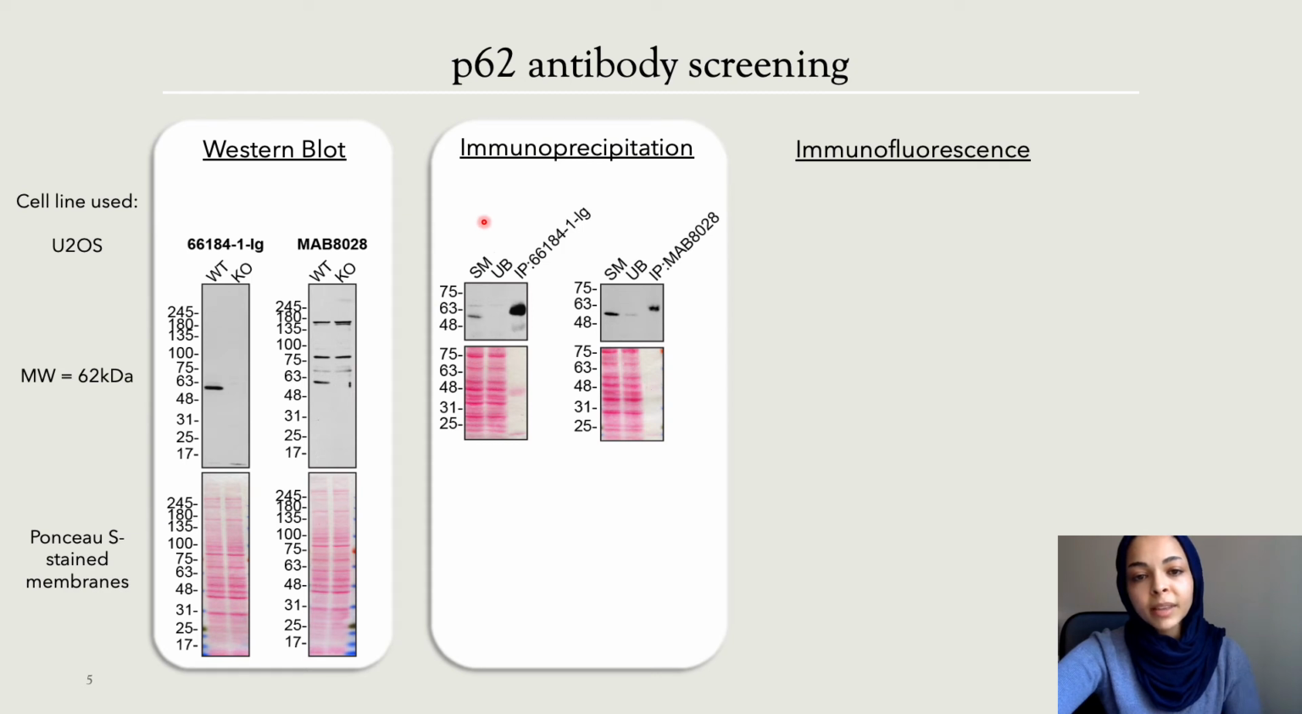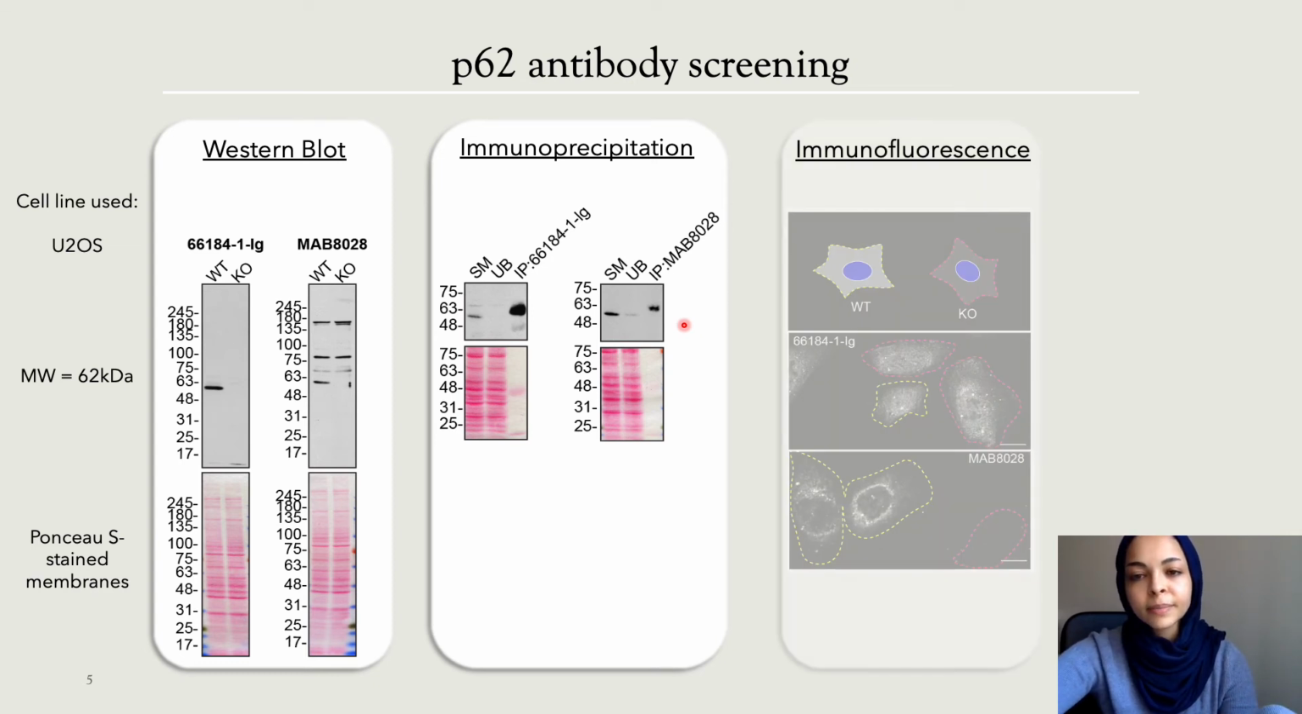For IP, 10% starting material, 10% unbound fraction, and the IP are shown side by side, and we can see that this antibody immunoprecipitated most P62 present in the wild-type lysate. This second antibody is also suitable for this application, but is less efficient.